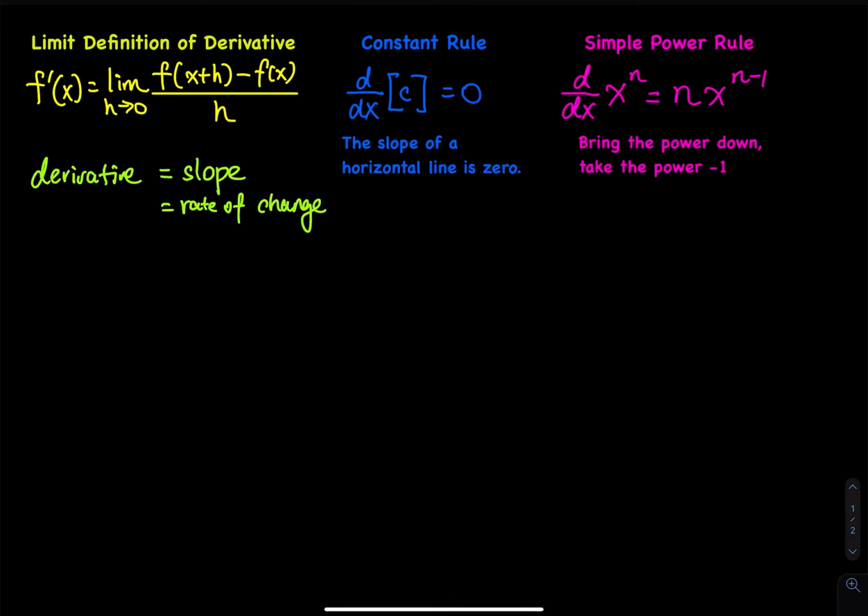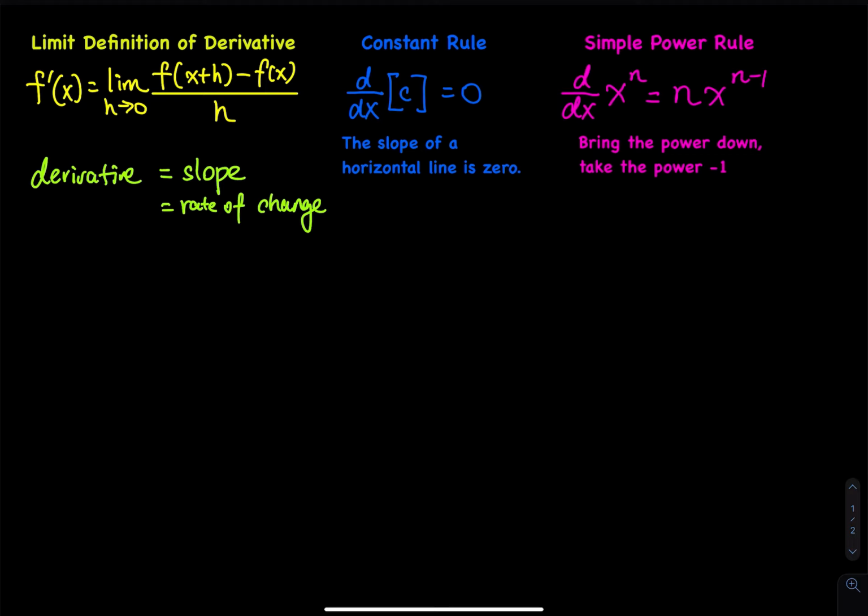So let's move on to the first rule. The first rule is the constant rule. Do you see that there is d/dx of c equals 0? The d in the numerator means derivative. So if you take d/dx as one whole thing, that means the derivative of constant c with respect to x is equal to 0. That means the slope of a horizontal line is equal to 0.